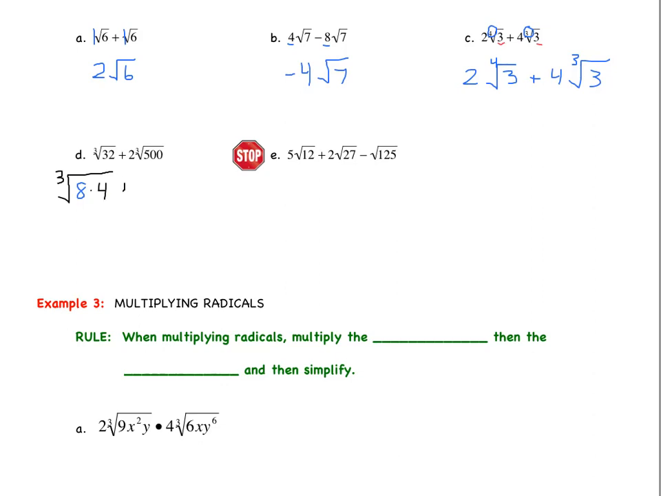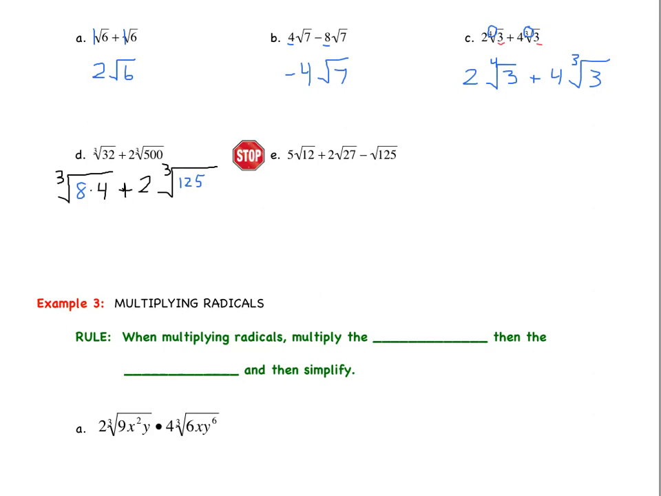Okay, plus 2 times the cubed root. Well, what's the biggest perfect cube that goes into 500? Well, that's going to be 125. 5 times 5 times 5.